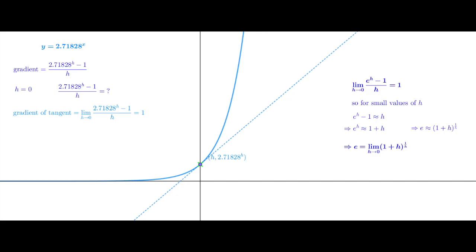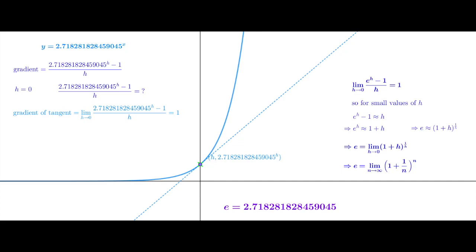And now we can calculate e just by working out 1 plus h to the power of 1 over h for smaller and smaller values of h. Or we could make 1 over h equal to n, so n is getting bigger and bigger now. H is 1 over n, and when h is going to 0, n is going to infinity. And now we can just calculate that for bigger and bigger values of n and get e to as many decimal places as we want. So there's e to 5 decimal places. There's e correct to 15 decimal places.